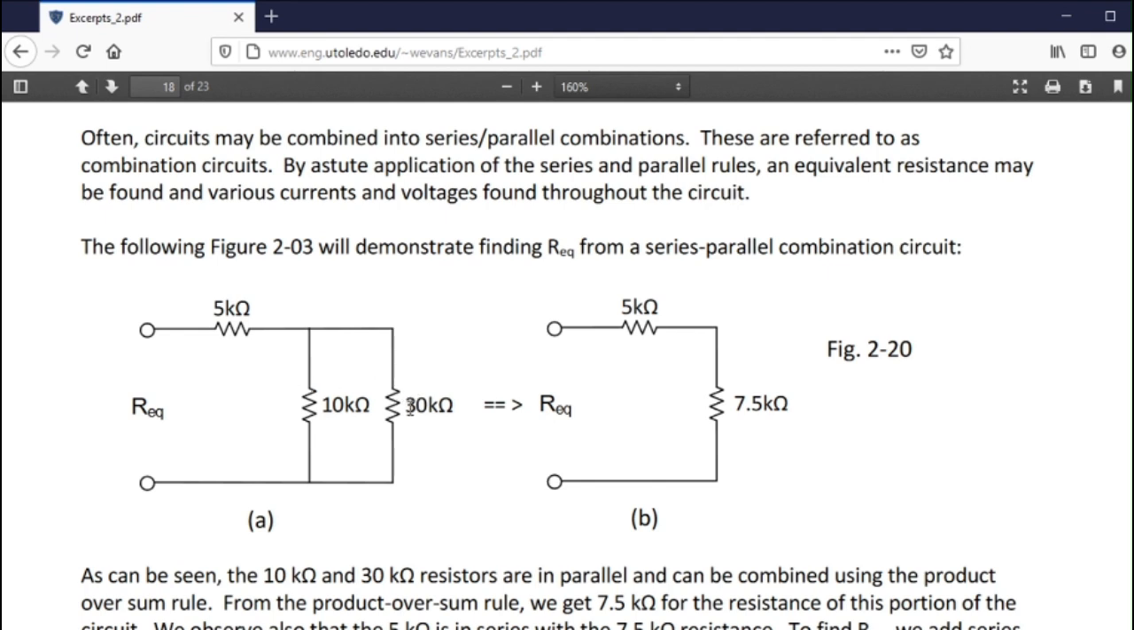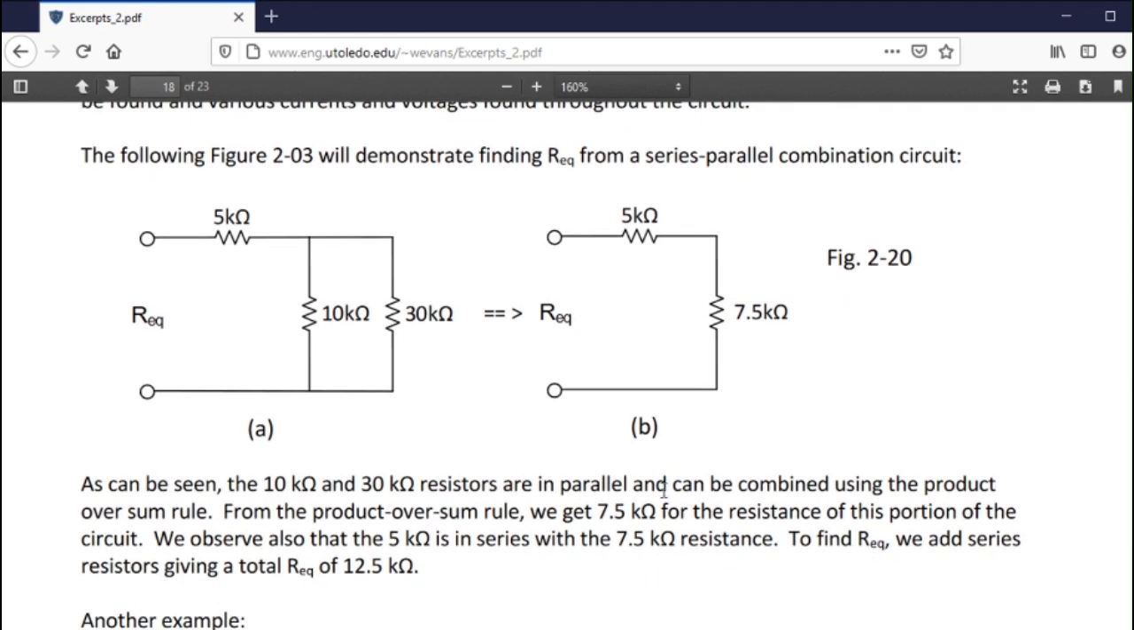10 plus 10 and a 30 gives me 7.5. 7.5 and 5 give me 12.5. So the R equivalent of this whole circuit is 12.5K. You have to see that you start here and you come down through here, and that at this point it has a choice. Therefore, these are in parallel. Combine these, then add that to that one, and away you go.